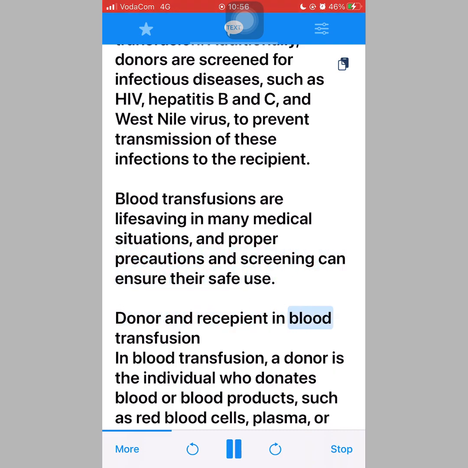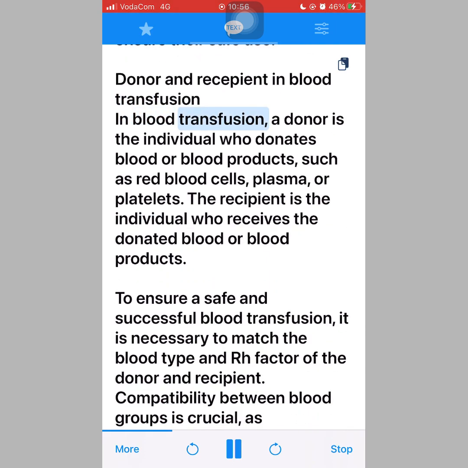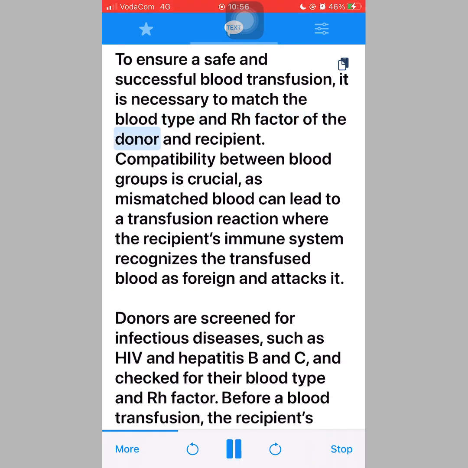Donor and recipient in blood transfusion. In blood transfusion, a donor is the individual who donates blood or blood products, such as red blood cells, plasma, or platelets. The recipient is the individual who receives the donated blood or blood products. To ensure a safe and successful blood transfusion, it is necessary to match the blood type and RH factor of the donor and recipient. Compatibility between blood groups is crucial, as mismatched blood can lead to a transfusion reaction where the recipient's immune system recognizes the transfused blood as foreign and attacks it.